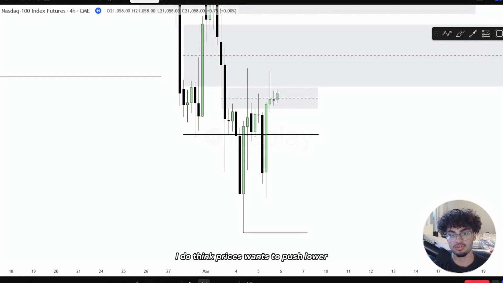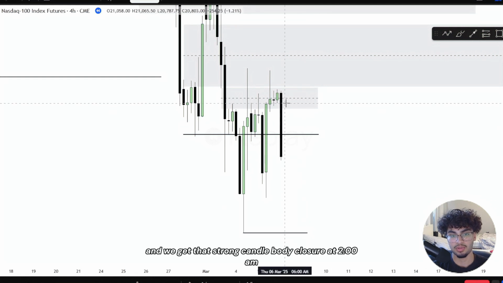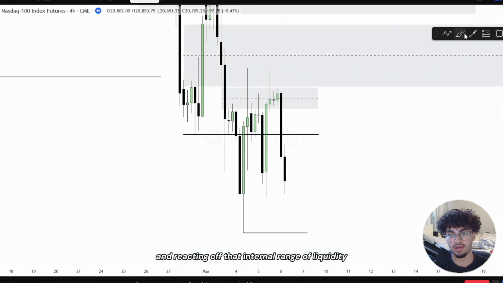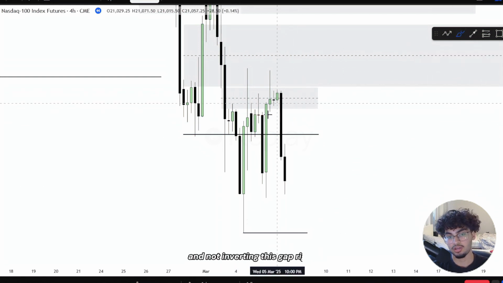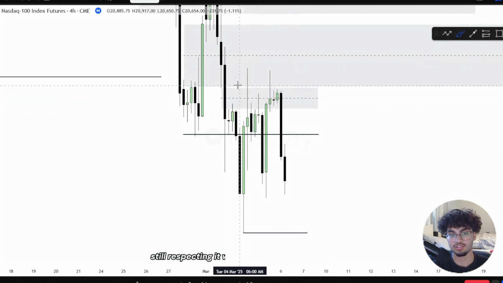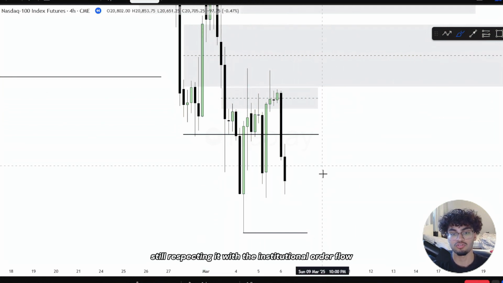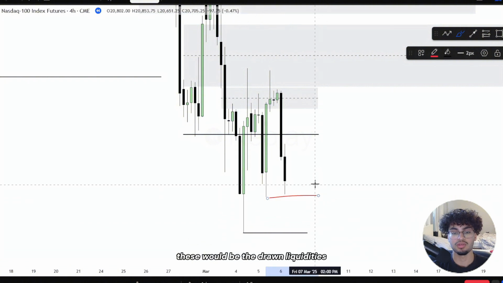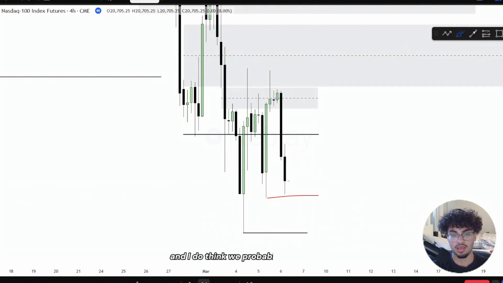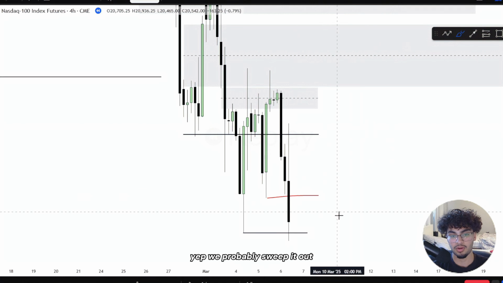I do think price wants to push lower. Yep, and we get that strong candle body closure at 2 a.m. and reacting off that internal range of liquidity and not inversing this gap, right? Still respecting it with the institutional order flow. These would be the drawn liquidities. And I do think we probably sweep it out. Yep, we probably sweep it out.